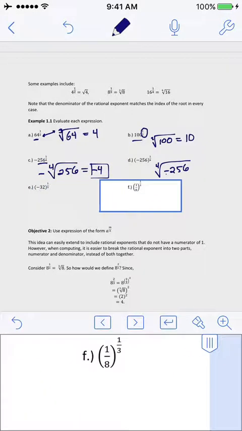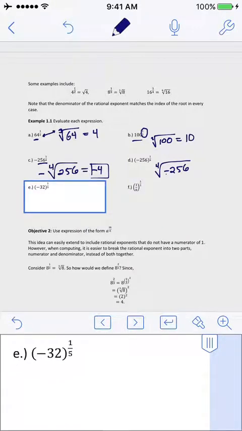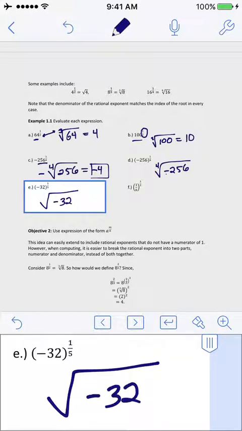Let's try that again with this one. Here I have negative 32 under the radical. So we can draw a radical symbol. The whole radicand is in parentheses, right? So it's negative 32. The whole base is in parentheses, so the radicand is the whole thing. And this would be an index of 5. And remember, it's only bad to have negatives under even roots, right? Because even things have to be positive.